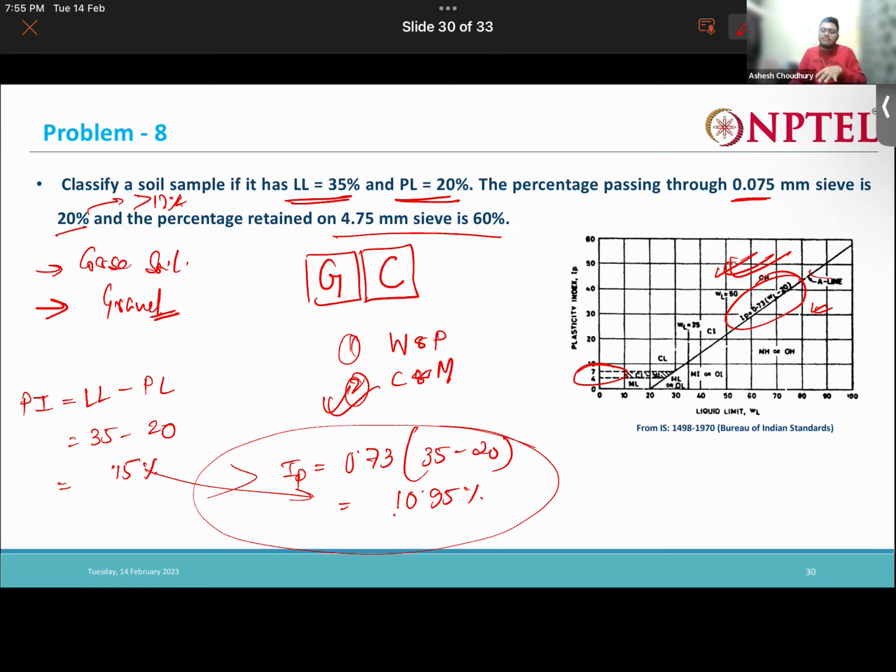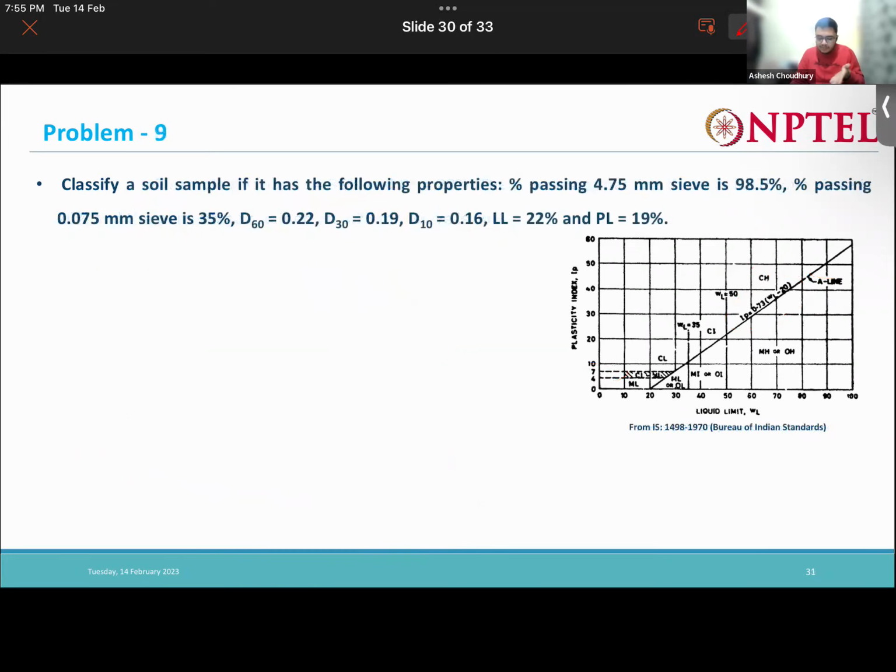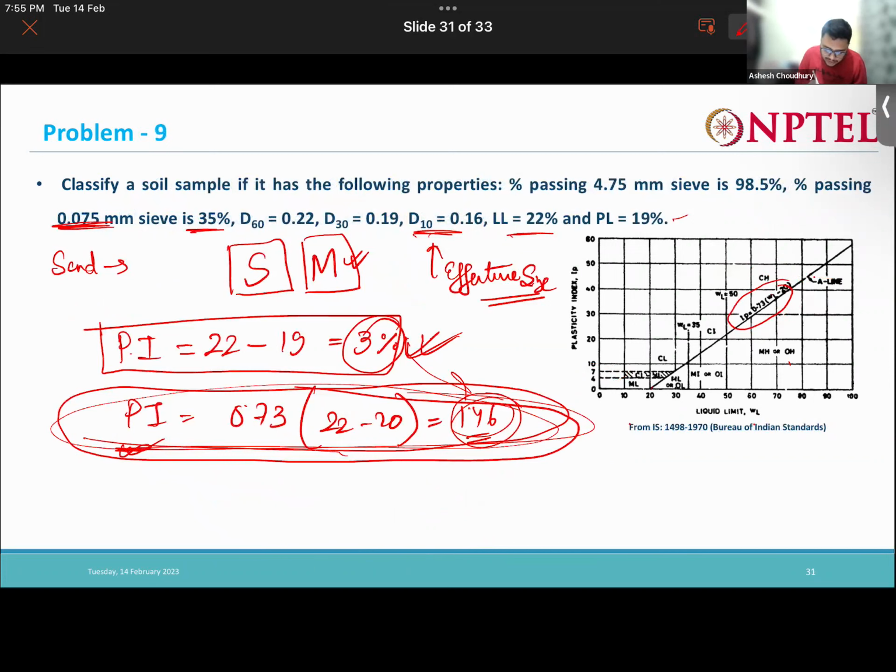But if we follow the same format in this problem, see, we calculated the plasticity index from the A line: 0.73 times (22 minus 20), it comes out to be 1.46. Okay, so our value is 3%. 3% is greater than 1.46, so it should be above the A line, so it is well, clay. But actually, is it the case?